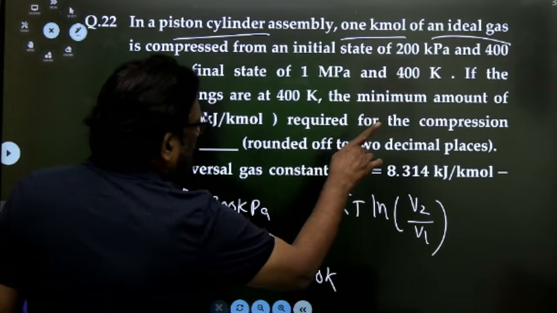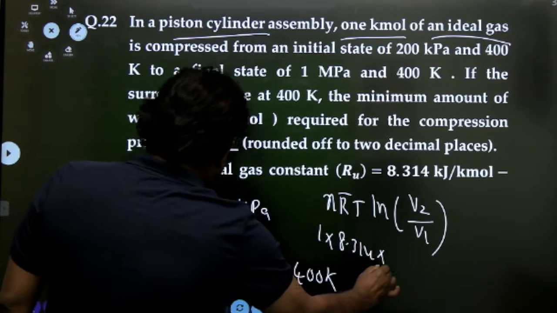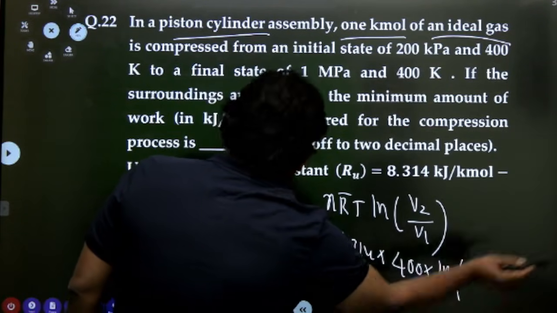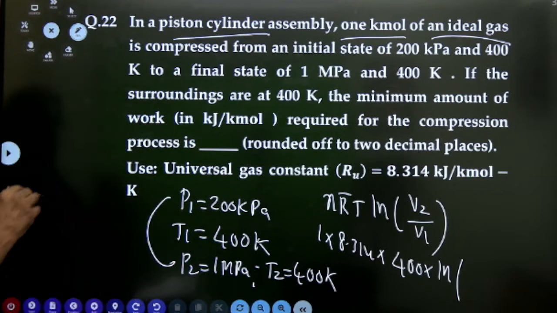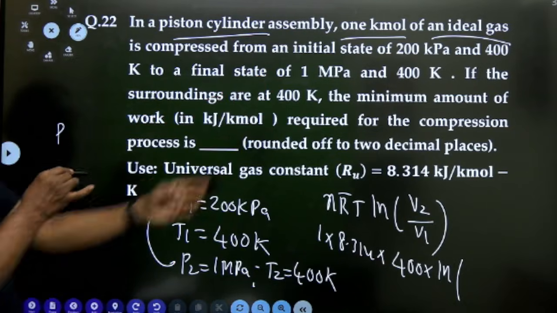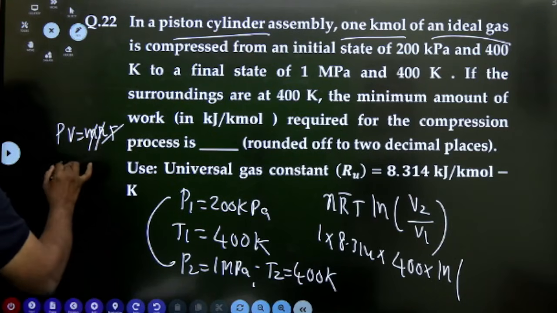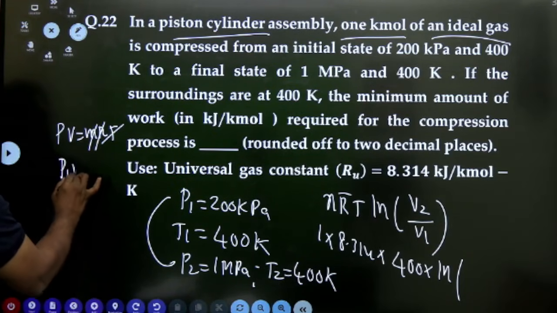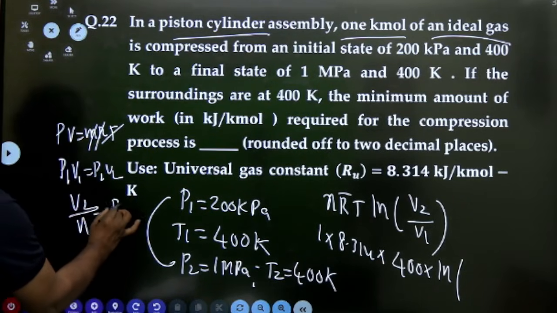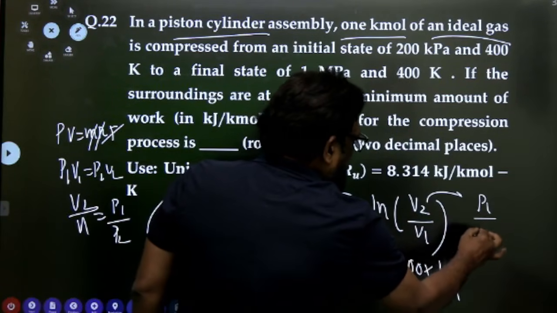So N per kilomole बोला तो N is 1, R bar is 8.314 and the temperature is 400 and ln V2 by V1. मेरे प्यारे दोस्तों प्रेशर्स दिया है, तो आइसोथर्मल के लिए बिकॉज टेम्परेचर तो यहां पे कांस्टेंट है 400, तो PV इज इक्वल टू MRT. मास इज कांस्टेंट, R इज कांस्टेंट, टेम्परेचर इज कांस्टेंट. आइसोथर्मल PV इज कांस्टेंट, P1 V1 इज इक्वल टू P2 V2. सो V2 by V1 is equal to P1 by P2. So therefore V2 by V1 can be written as P1 by P2.